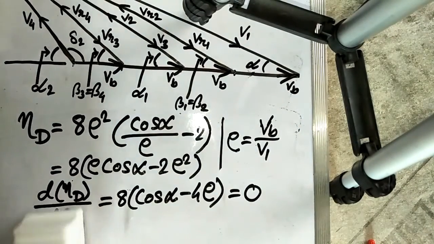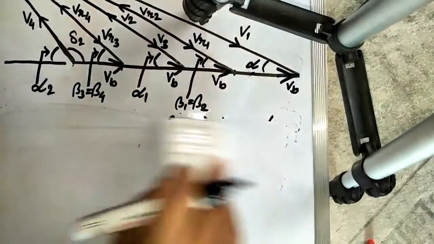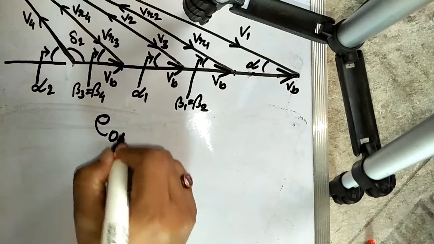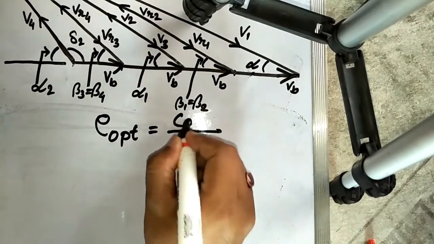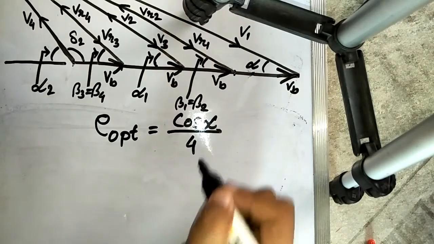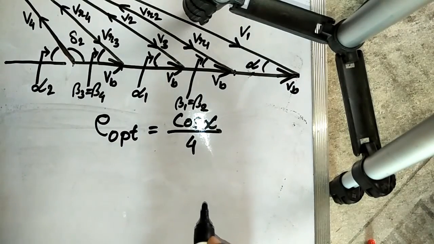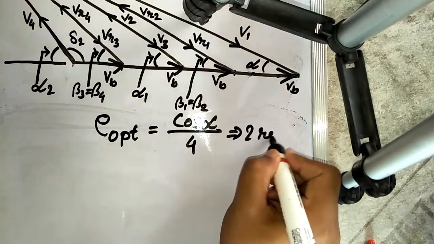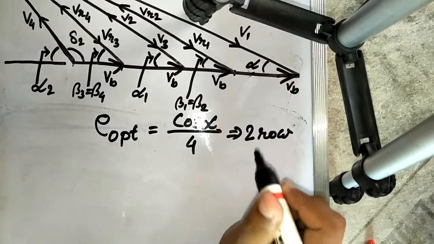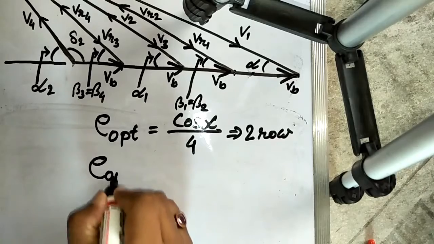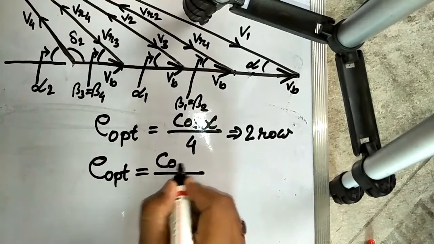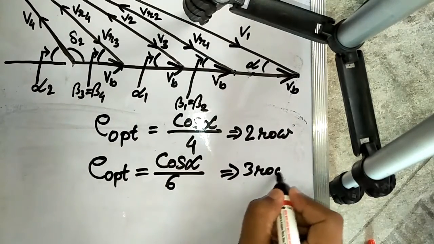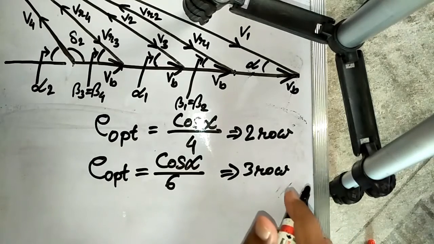So by solving the equation, the value of optimum rho will be equals to cos alpha by 4. This is the value of optimum rho. This one is for 2 row Curtis staging. Now for 3 row Curtis staging, the optimum value will be cos alpha by 6. That will be cos alpha by 6.